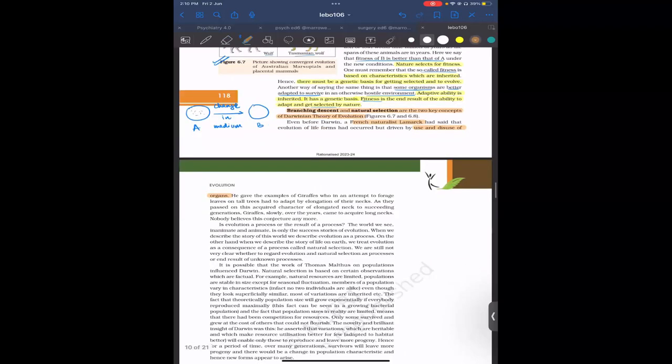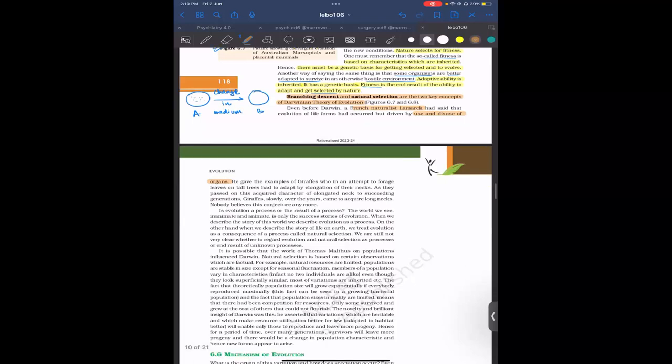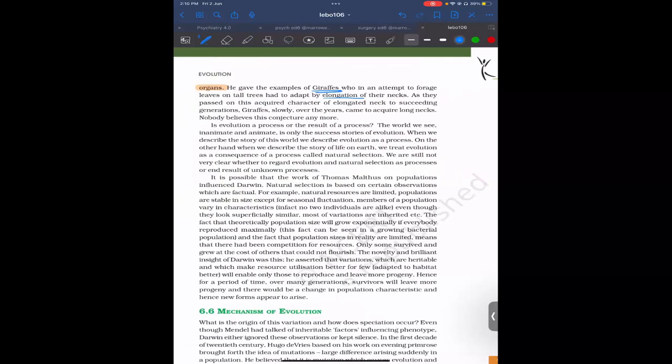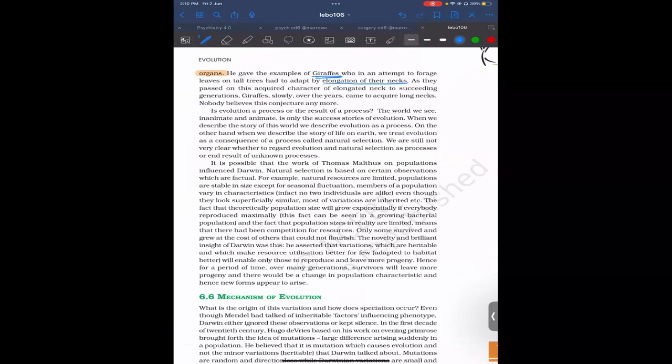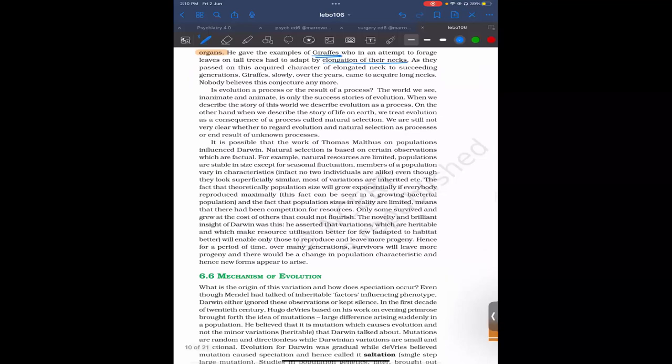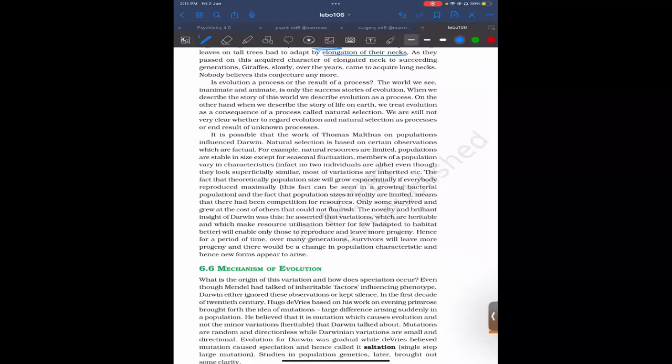He gave the example of giraffe. यहाँ पे giraffe example के लिए use हुए थे and their elongation of neck. कि जैसे वो छोटे पत्ते खत्म हुए, the leaves were only left at higher heights of the tree. तो वहाँ तक पहुँचने के लिए they used to stretch their neck. So this stretching and elongation of neck was passed from generation to generation, succeeding generations, and slowly they acquired long necks. But no one believes in this anymore.